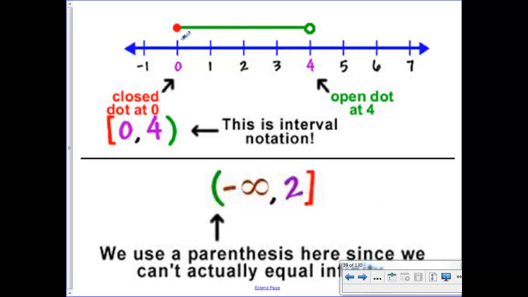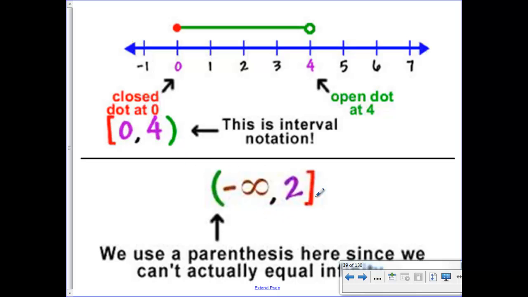Let me give you some more examples here. Let's say you started at 0 and you included the number 0, and then went up to 4, but you didn't get to count 4. You'd write it as square bracket 0, comma 4, curved bracket, meaning you get to count 0, and everything from 0, 1, 2, 3, and 3.9, but you can't actually count 4. You got to stop at 3.99999. That's just the way we phrase it.